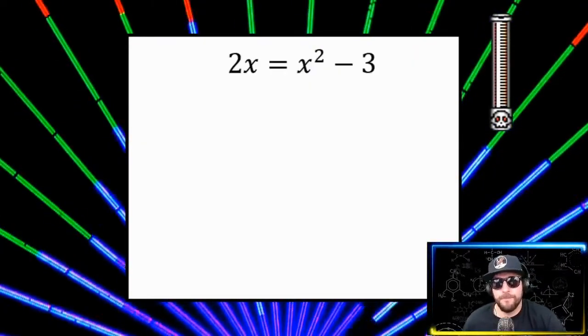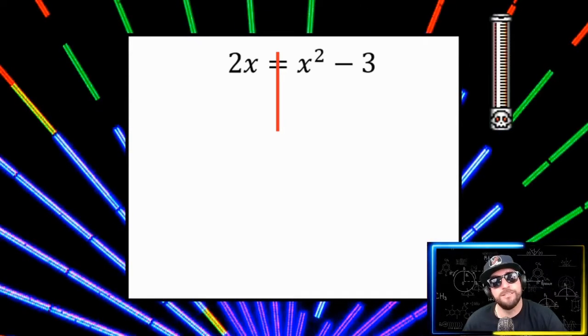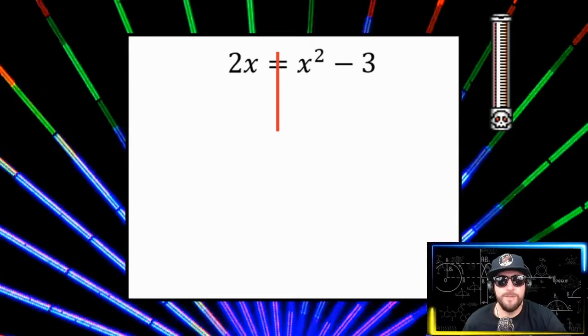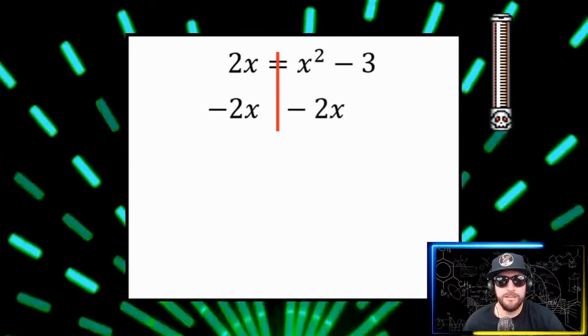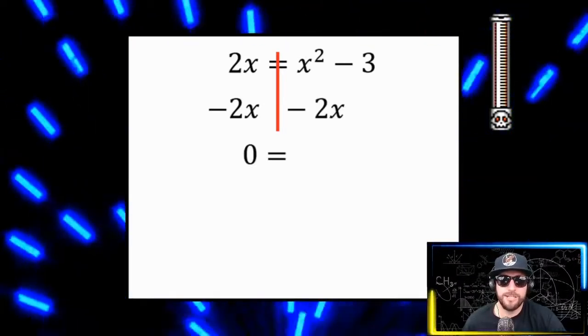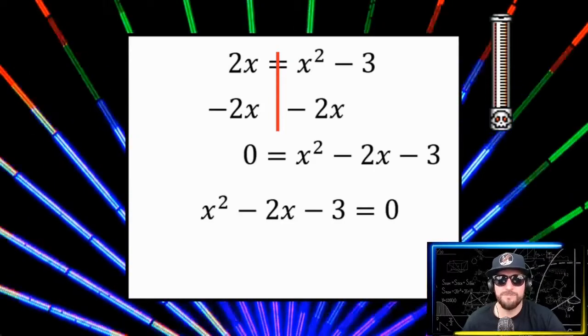This is Mega Man. Alright, so this is not in standard form. It's got equal 0. We've got two ways to do it. I'm going to move that 2x over. Minus 2x. That's 0. Do it to one side, do it to the other. So we get 0 equals x squared minus 2x minus 3. Turn it around. X squared minus 2x minus 3 equals 0.